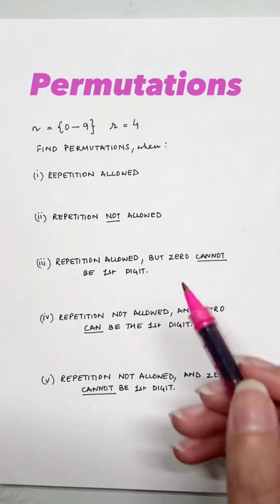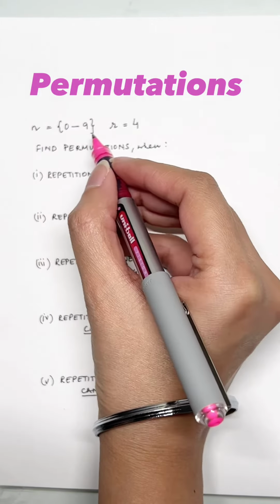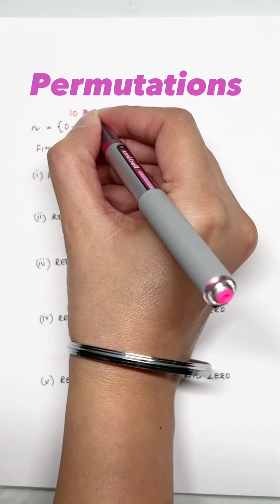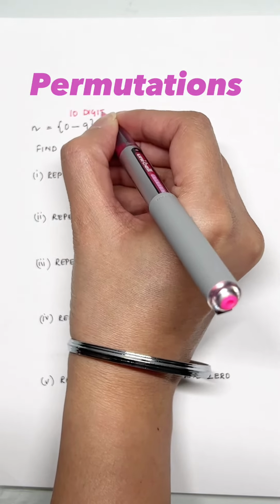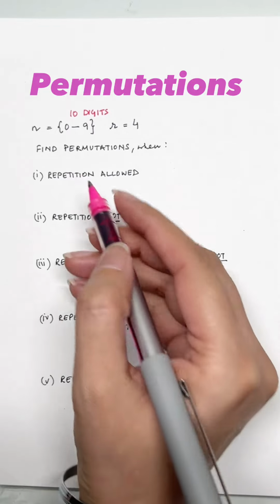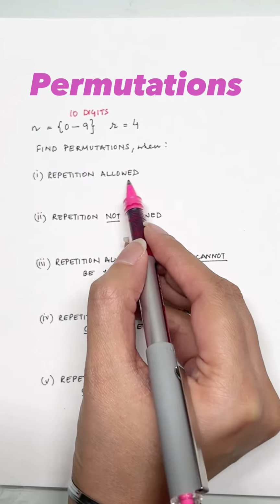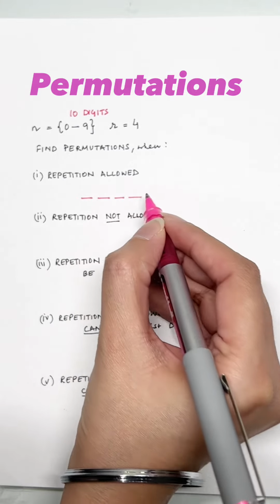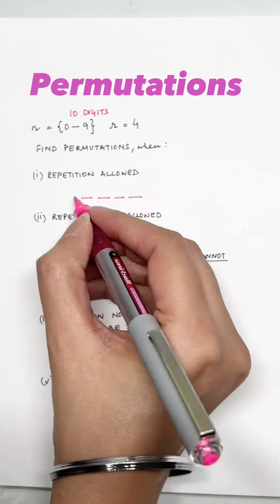There are various questions in permutations in which you are to use numbers from 0 to 9, where you can sometimes repeat the numbers, sometimes you cannot. Sometimes you can start the numbers with 0, sometimes you cannot. So let's look at this first example, in which repetition is allowed and you are given 4 dashes.